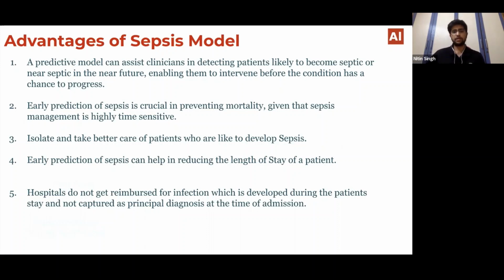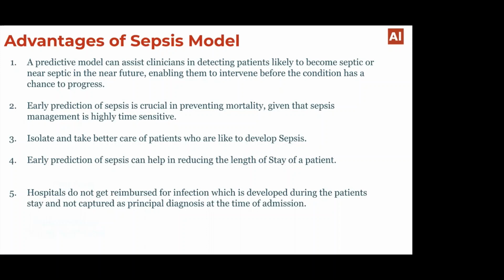Isolate and take better care of patients who are likely to develop sepsis. Early prediction of sepsis can help in reducing the length of stay of a patient. This is what I tried to tell in the previous slide as well. And last but not the least, hospitals do not get reimbursed for infection which is developed during the patient's stay and not captured.